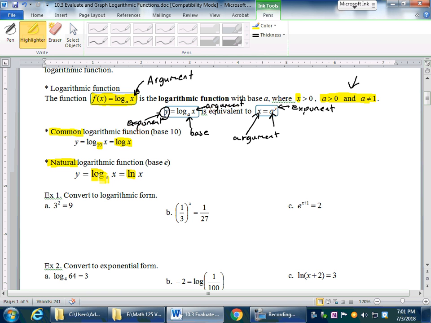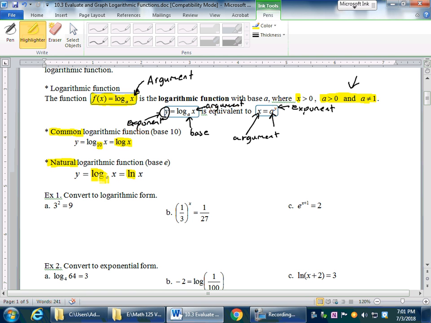The reason we talk about these two logarithm functions is that your calculator can only compute base 10 or base e, unless you have a Casio calculator which allows you to put in a different base. Later on, we're going to have a formula to help you compute a different base. So right now, let's get used to these logarithmic functions.